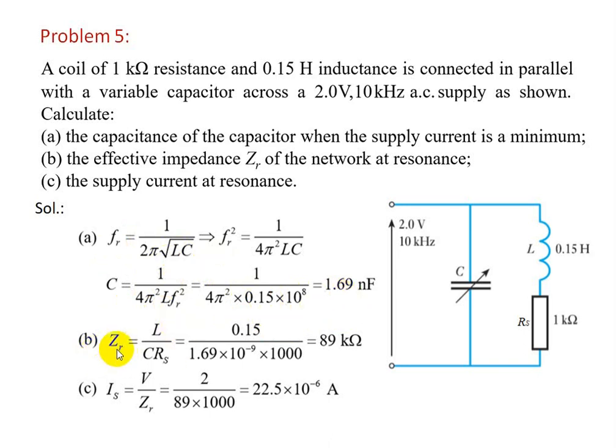Next, the impedance at resonance will be equal to L by C RS. Already we have seen the expression. So this will be equal to 0.15 henries is the inductance value, 1.69 into 10 to the power of minus 9 is the capacitance value we have found out, and RS value is 1000. So this value comes to be around 89 kilo ohms. Coming to the current IS, it is voltage divided by this impedance. So 2 volts and impedance is 89,000 ohms, which comes to be around 22.5 into 10 to the power of minus 6 ampere.